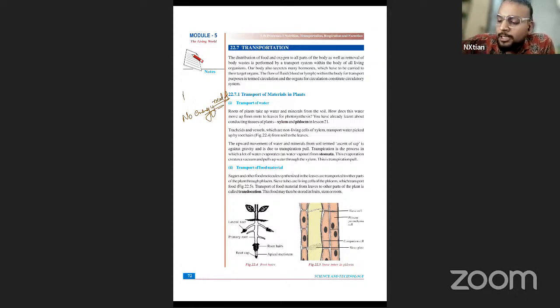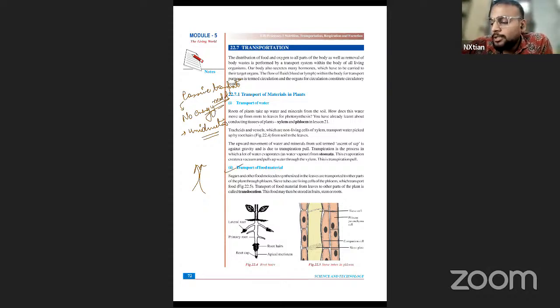Basically, it's called passive transport. Passive transport means no energy needed, like the plant doesn't spend a little energy in transportation of water. And it is unidirectional. Unidirectional means the transportation only occurs from roots to leaf. It won't go from roots to leaf and then stem like this. It will always go in an upward direction. Unidirectional. Understood? Yes or no?